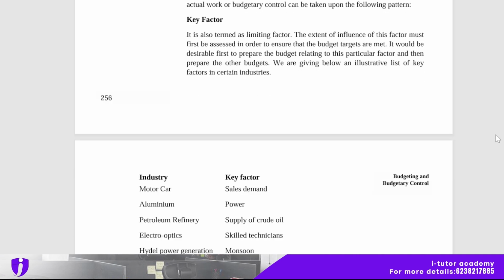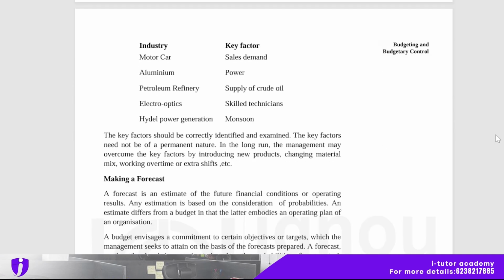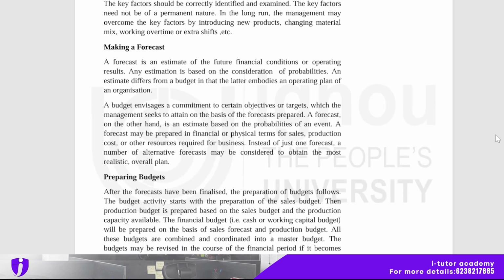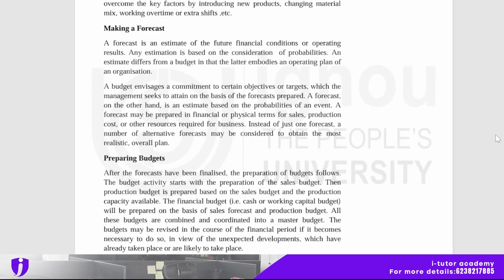Key factor. It is also termed as limiting factor. The extent of influence of this factor must first be assessed in order to ensure that the budget targets are met. It would be desirable first to prepare the budget relating to this particular factor and then prepare the other budgets. And making a forecast. A forecast is an estimate of the future financial conditions or operating results. Any estimation is based on the consideration of probabilities. An estimate differs from a budget in that the latter embodies an operating plan of an organization.